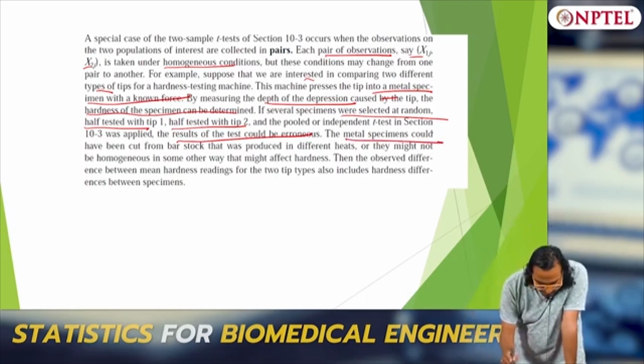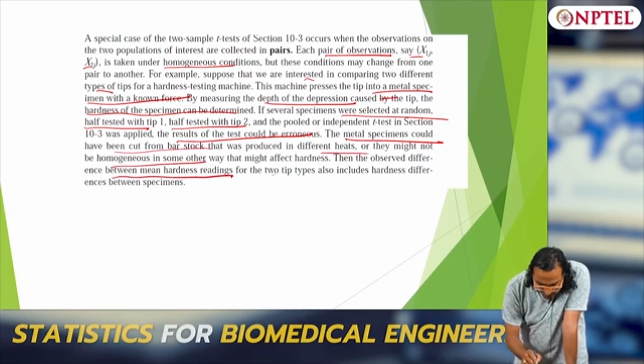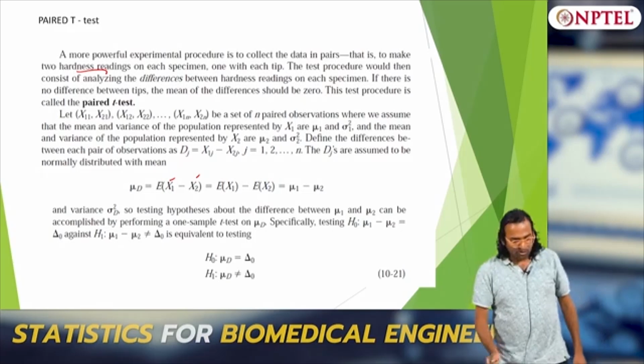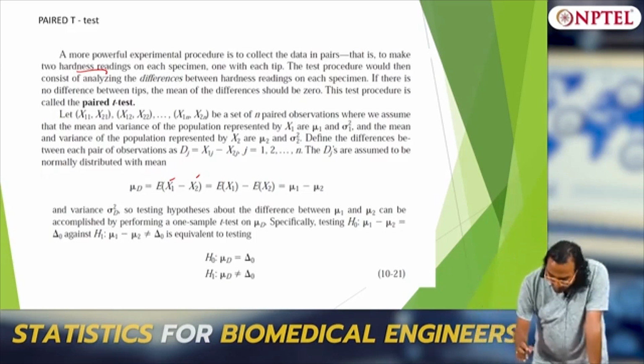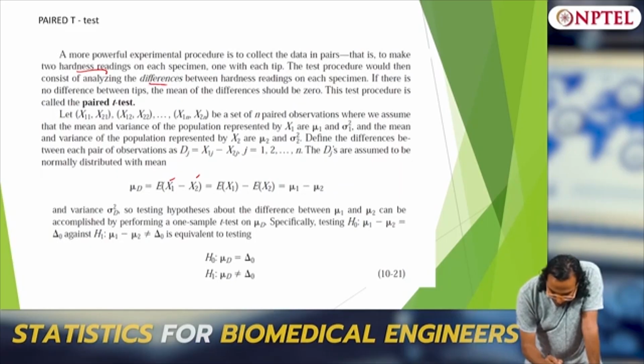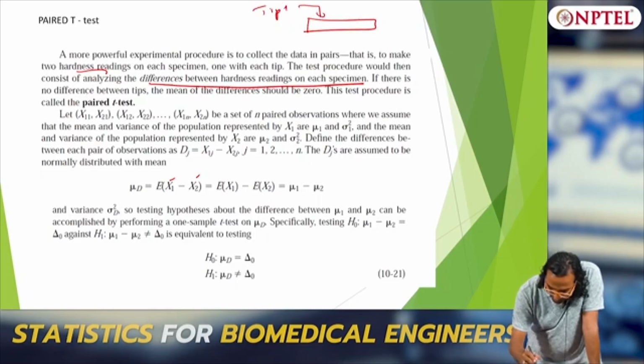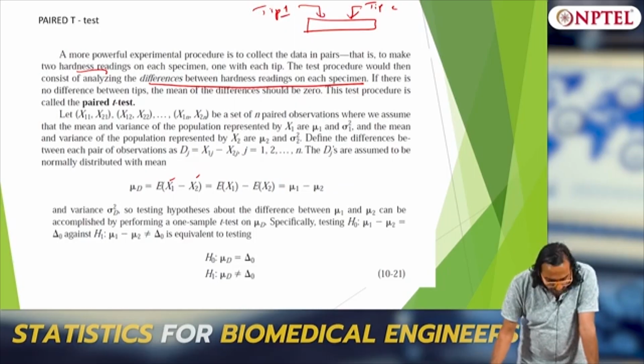So the metal specimens could have been cut from bar stock, different heats, different conditions, okay. The observed difference between mean hardness readings for the two types of tips can also include differences between specimens. So what do we do here? We want to analyze the difference between hardness readings on each specimen. So I have a specimen, I am using tip 1, and I have a tip 2, I am using that. So I am going to pair them, okay.